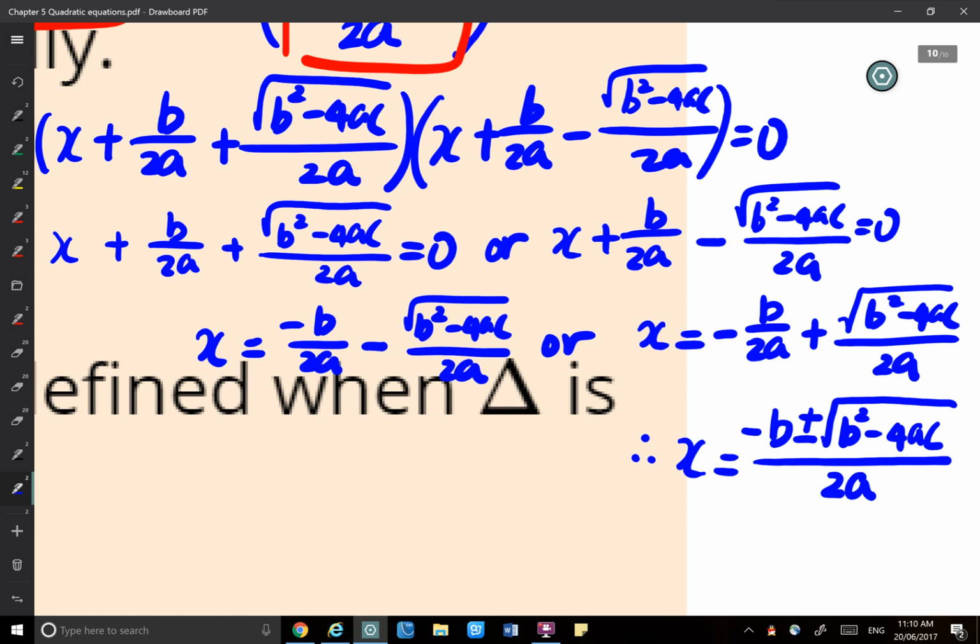Square root. What's the restriction on square root? What number can you put under a square root? You can't put a negative under a square root. But b squared minus 4ac could be negative.